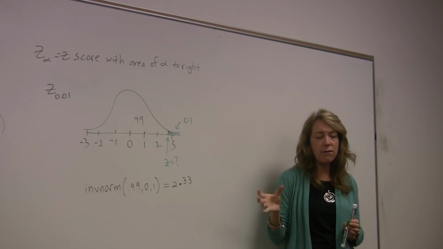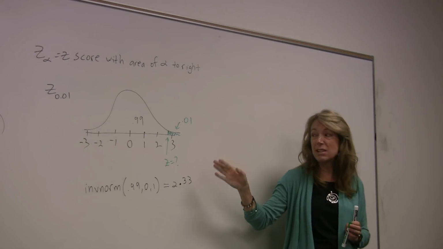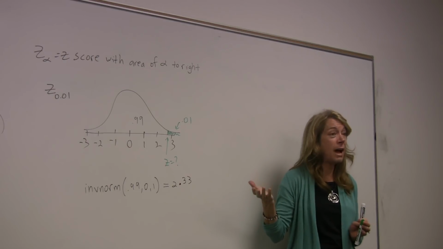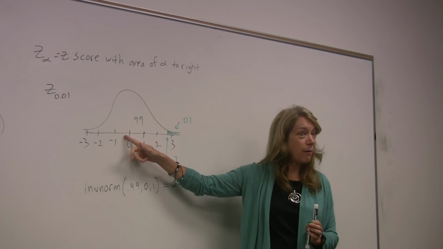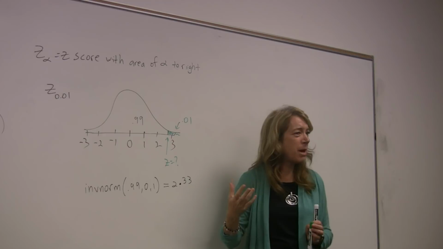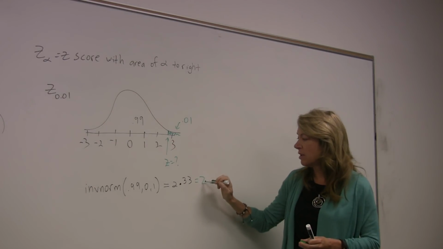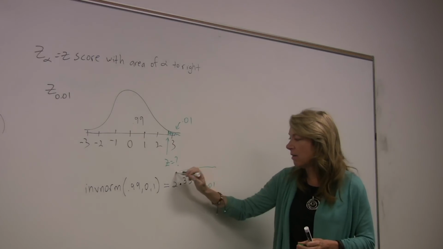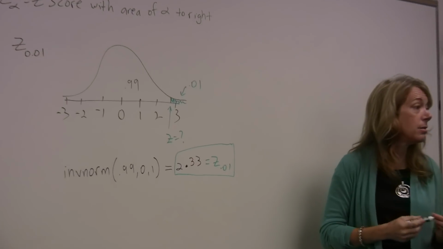Your picture does not have to be perfect, but you should at least have some idea where your answer should be, because if my answer came out to be negative 0.5, negative 0.5 is over here. I would be worried. That's nowhere close to 1% to the right. So you need to have some idea what your answer should look like. This is my z of 0.01. It's the critical value that goes with 1% to the right.